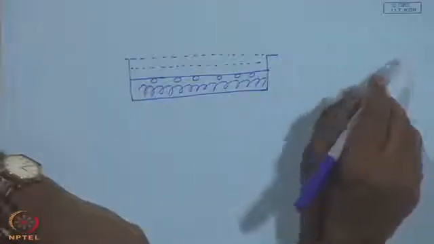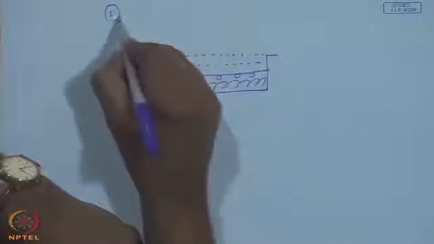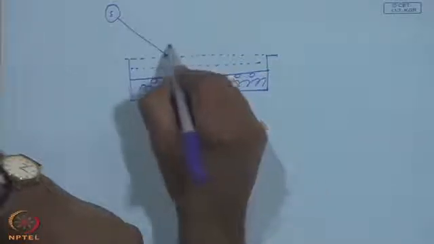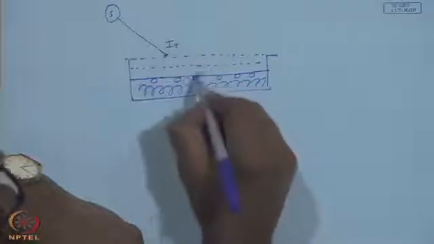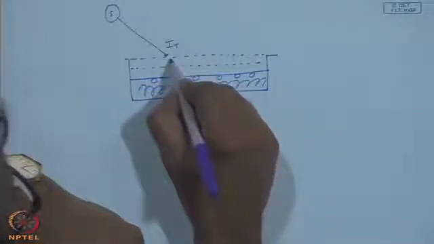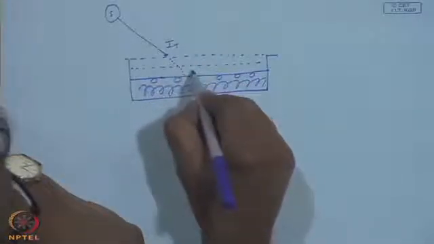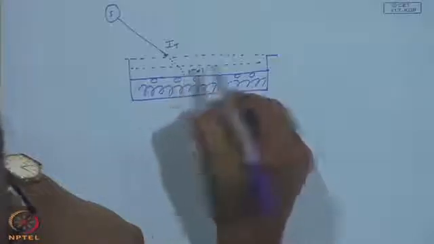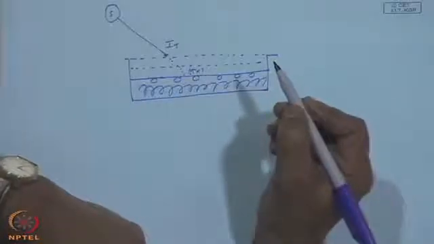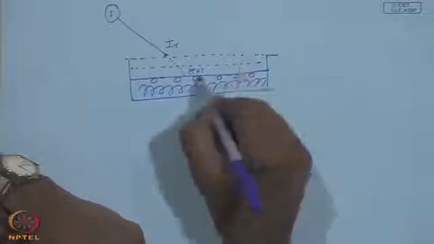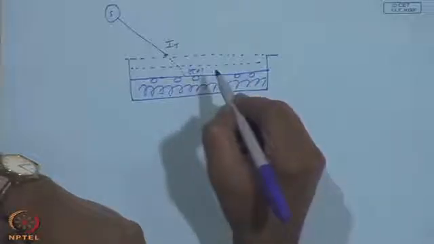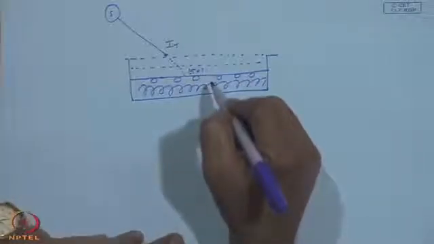So, the same figure is shown here, and here is the sun, and the radiation that falls on this is I t, and something will get transmitted and absorbed over here, where tau represents the transmittance of the glass covers and alpha is the absorptance of the absorber plate.